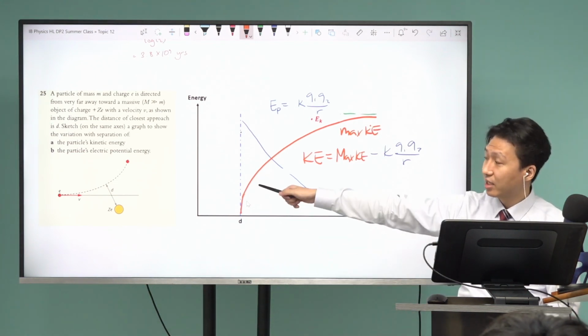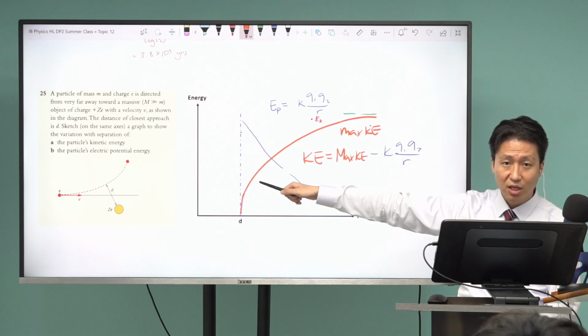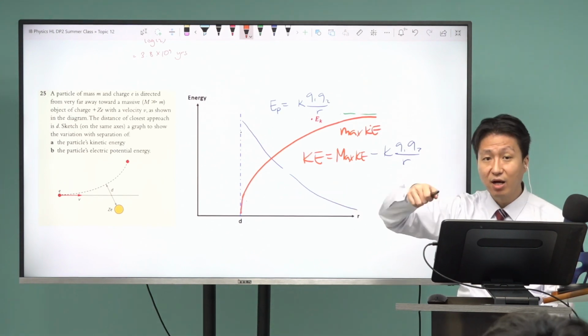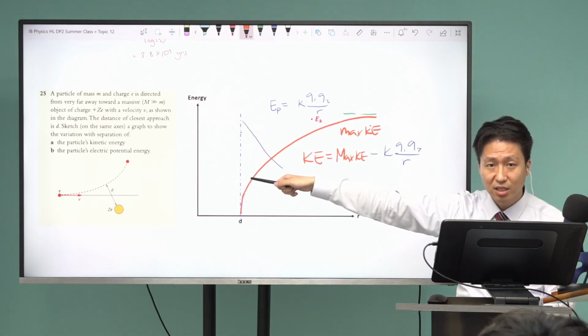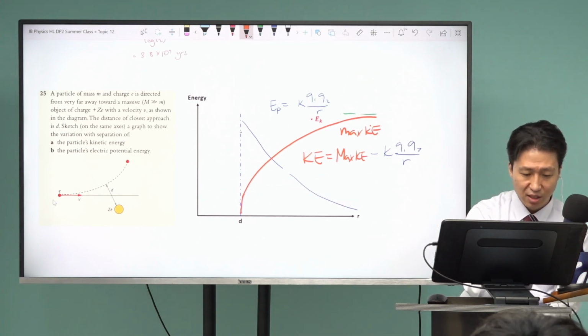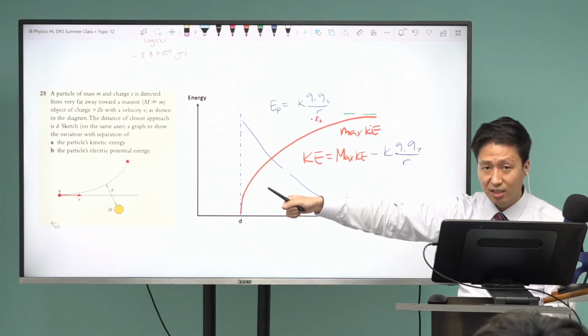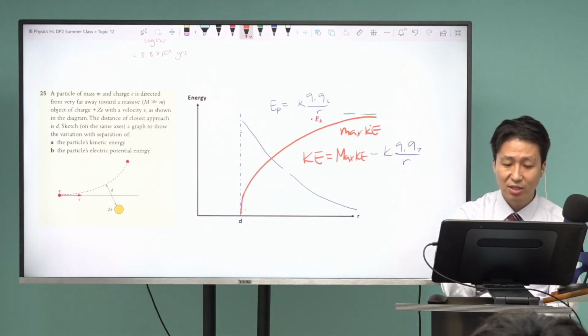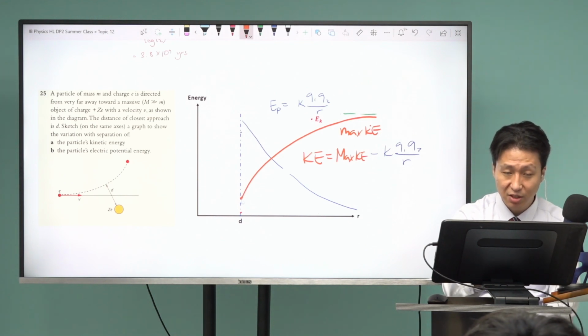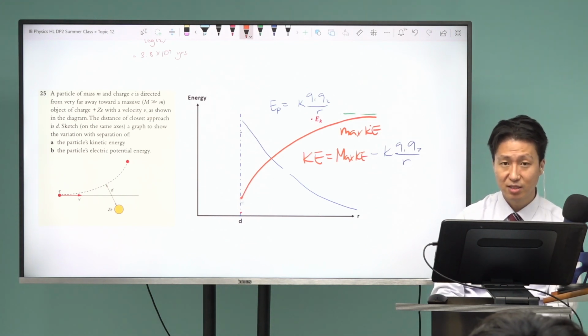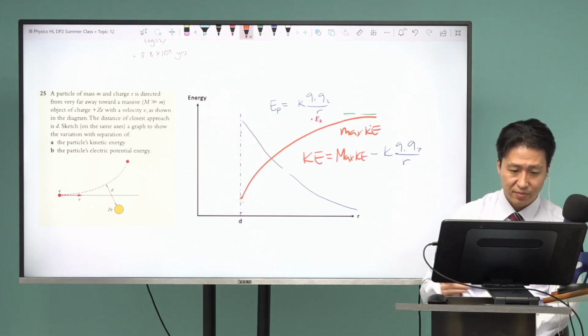It cannot get any closer. This would be the case where it's head-on, where it goes head-on like this and goes back. In any other case, where it doesn't go head-on and it deflects, it does have a minimum here, more or less.